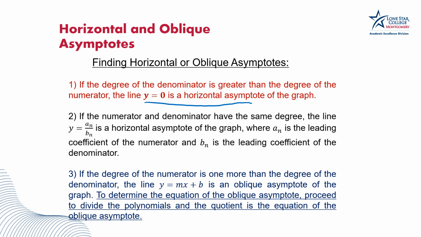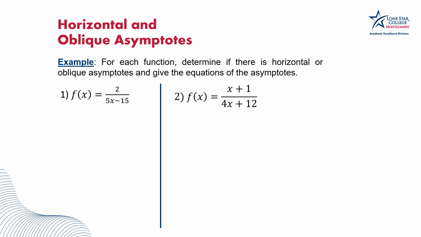And finally, if the degree of the numerator is 1 more than the degree of the denominator, then the line y equals mx plus b is an oblique asymptote of the graph. To determine the equation of the oblique asymptote, you divide the polynomials, and the quotient is the equation of the oblique asymptote. That can be done by using synthetic division. So those are the 3 ways to find horizontal or oblique asymptotes. So let's look at some examples.